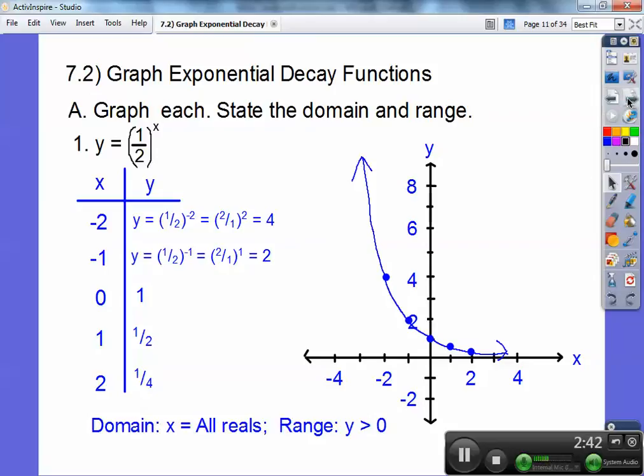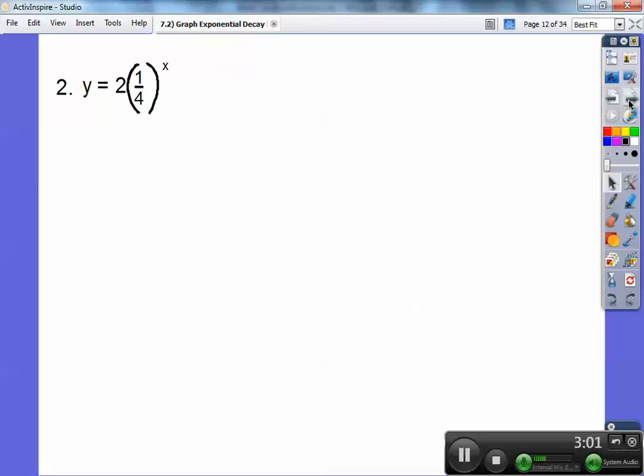So your domain is all real numbers because it can go to the left forever and it can go to the right forever. It goes up forever, but it doesn't go down forever. It goes down and asymptotically gets close to the x-axis right here, which is y equals 0, so y is greater than 0. Okay, that's your domain and range.